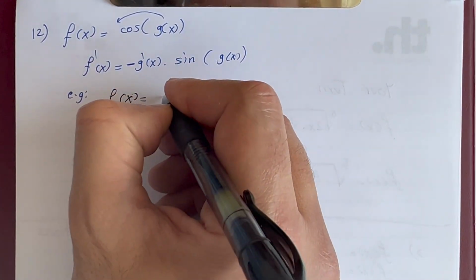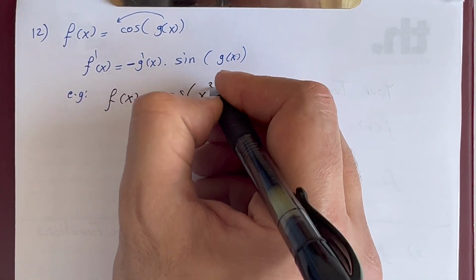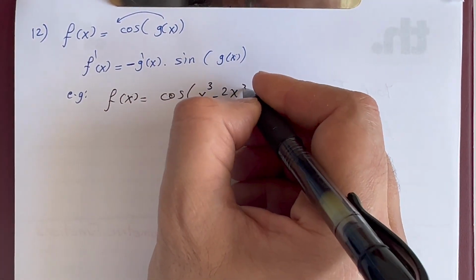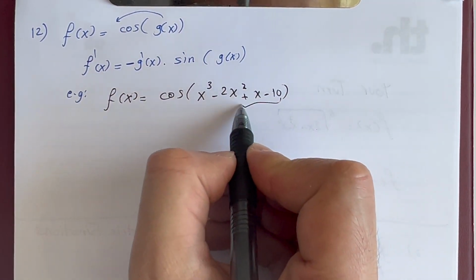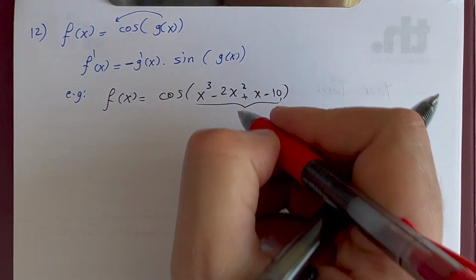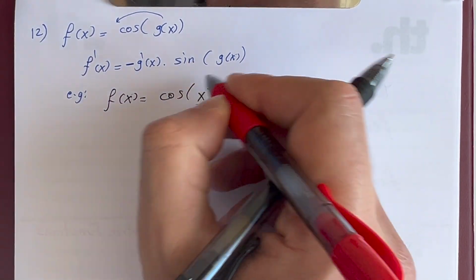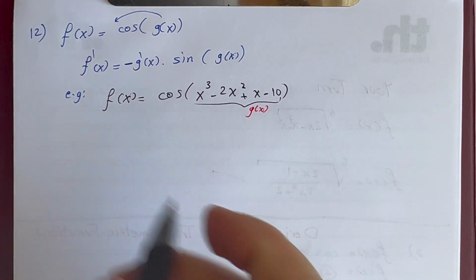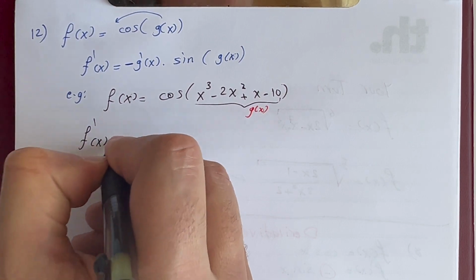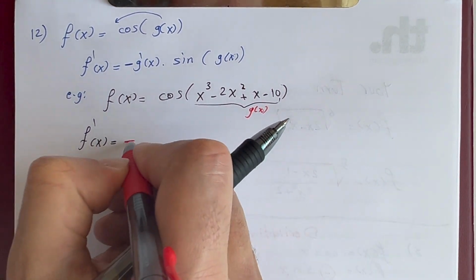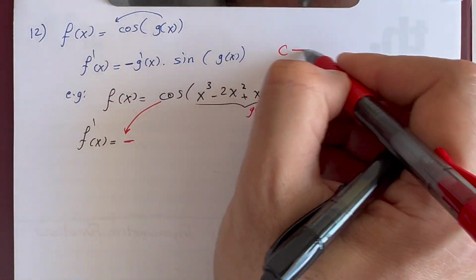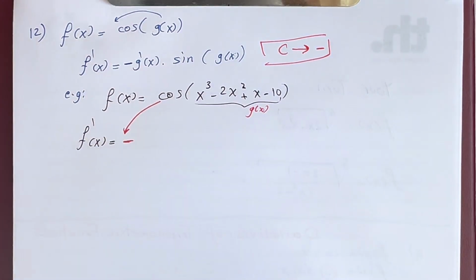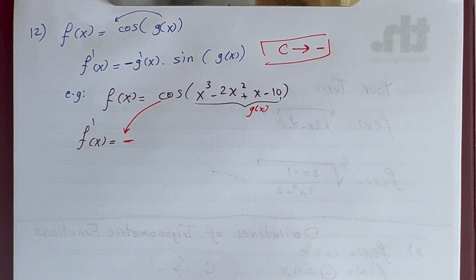f of x equals cosine of x cubed minus 2x squared plus x minus 10. See, I have a cocktail here. I always call it cocktail. It's called j of x. It's another function inside the trigonometric function. How to do the derivative? Quickly, you start with minus, because cosine has a C letter. Always C in derivative will be minus. Remember that. So quickly you put the minus because you might forget it.